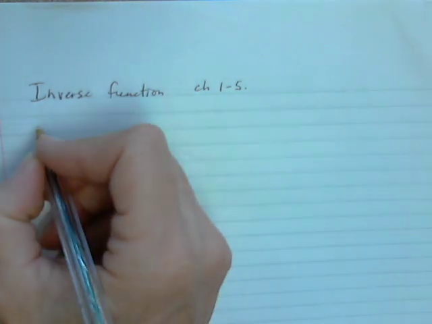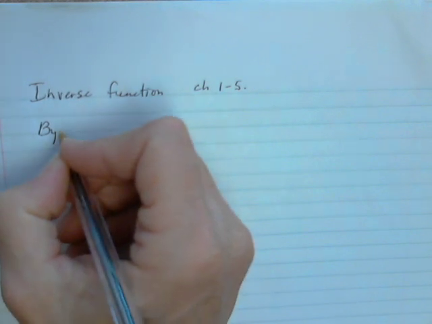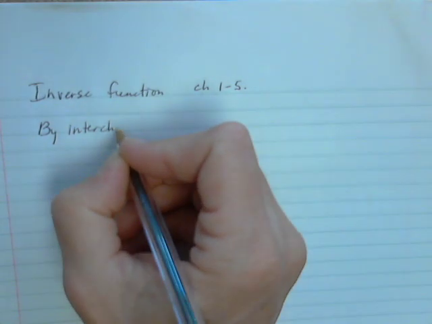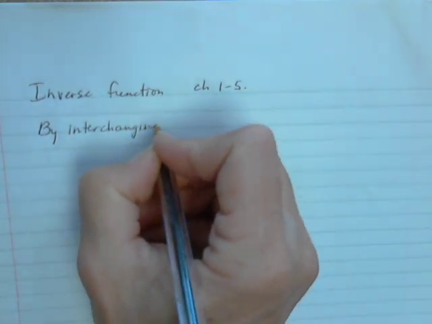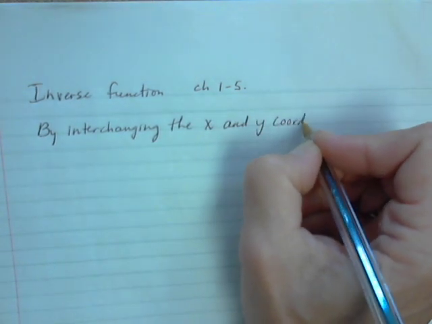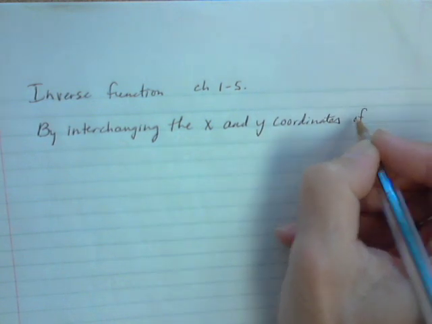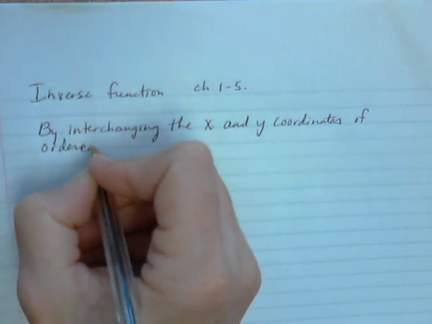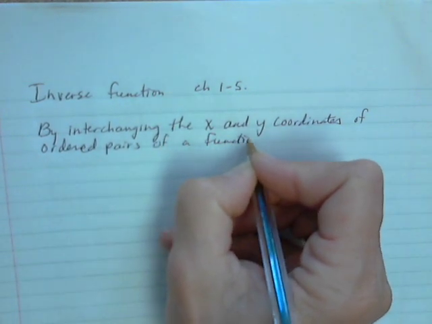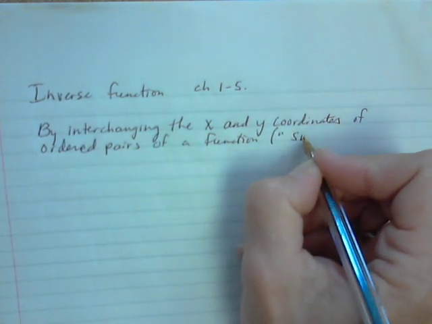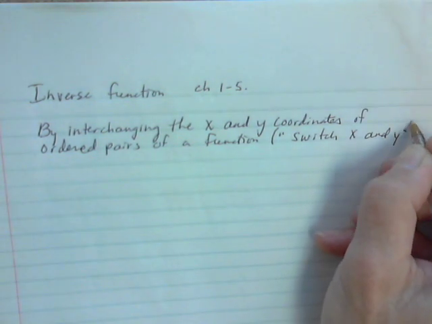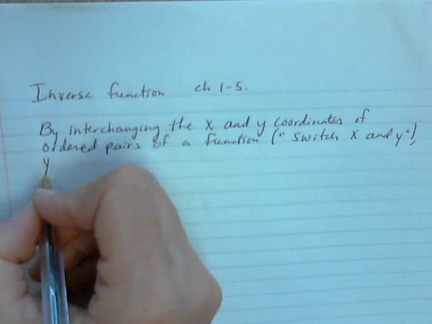So by interchanging the x and y coordinates of ordered pairs, that just means switch x and y, of a function. In other words, switch x and y. You form the function's inverse.